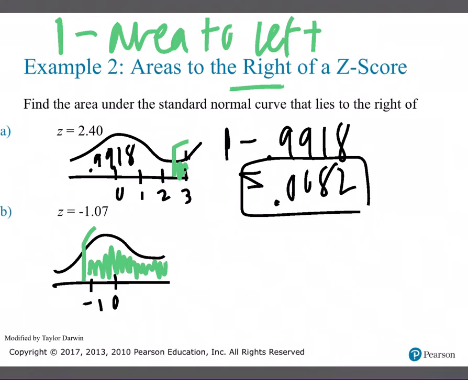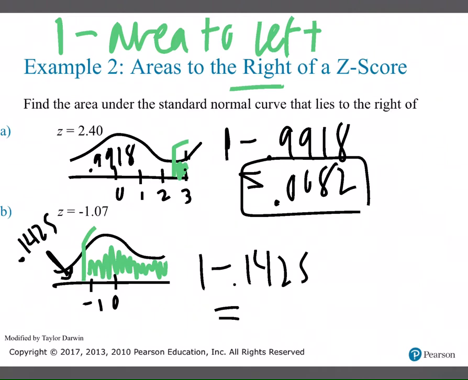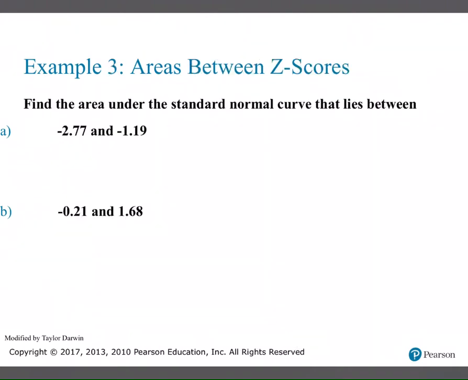And if I look up negative 1.07, I get 0.1425. And if I want to find the area to the right, I subtract it. And when I subtract that value from 1, I get 0.8577, and that represents my area to the right.